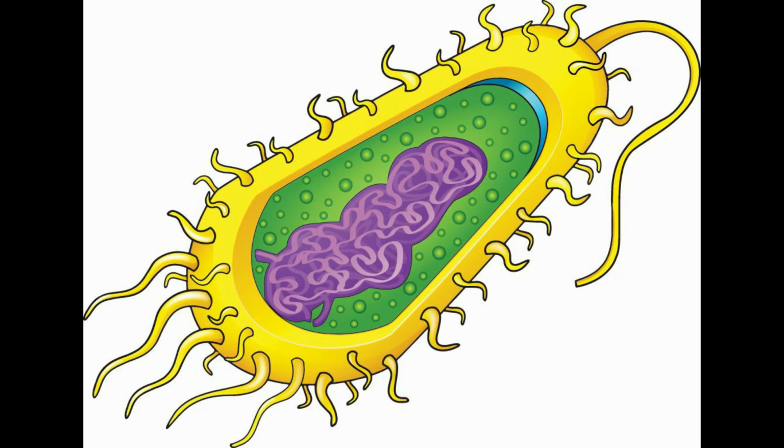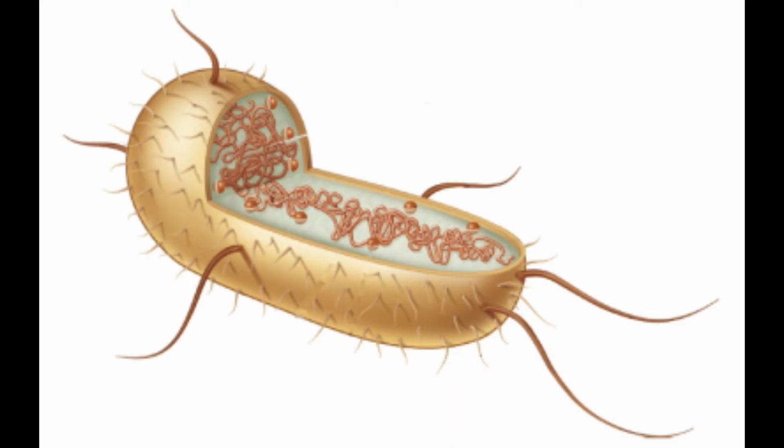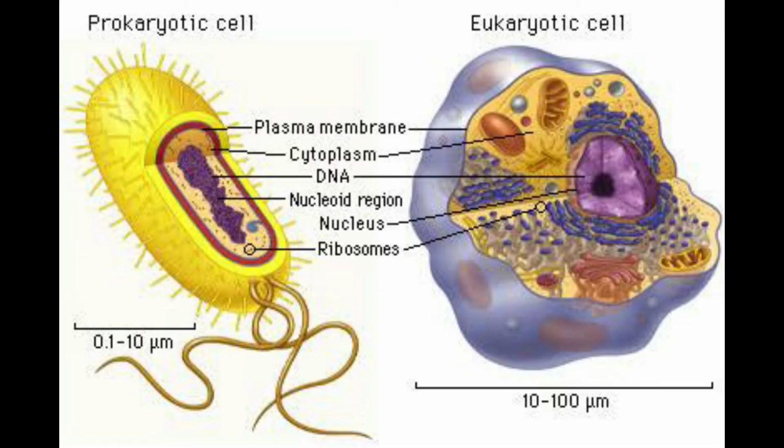Organisms that have prokaryotic cells are unicellular and are called prokaryotes. Prokaryotic cells can be contrasted with eukaryotic cells, which are more complex. Eukaryotic cells have a nucleus surrounded by a nuclear membrane, and also have other organelles that perform specific functions in the cell.